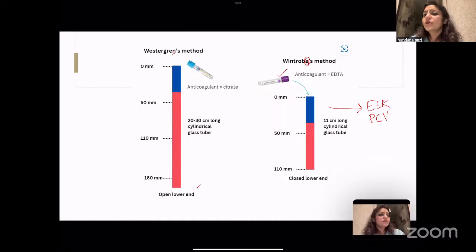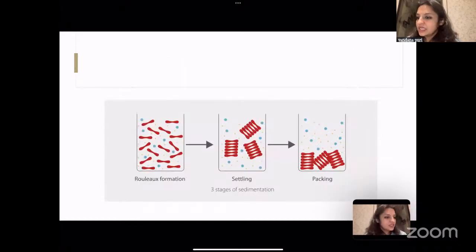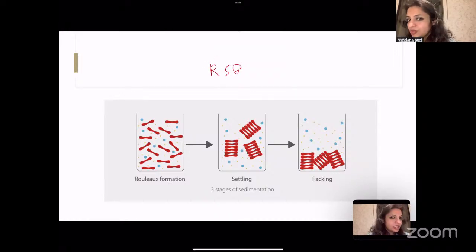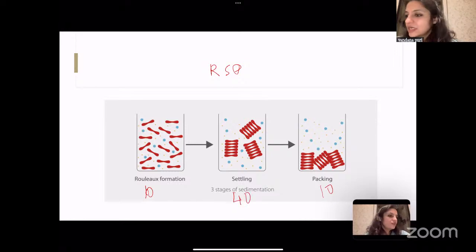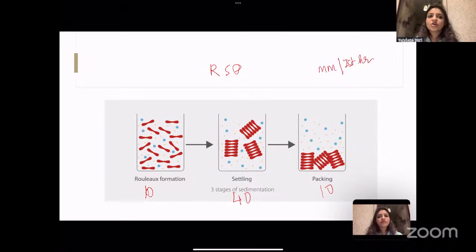Now, any ESR has three stages. Very simple, remember RSP. First stage is rouleau formation. When the red cells start forming rouleaux, then they start to settle down and then they pack. So there are three stages. Of course, settling is the longest stage. Rouleau is 10 minutes, packing is 10 minutes, and settling is 40 minutes. That is why we always report ESR as millimeter of fall in the first hour. That is how we should always report.